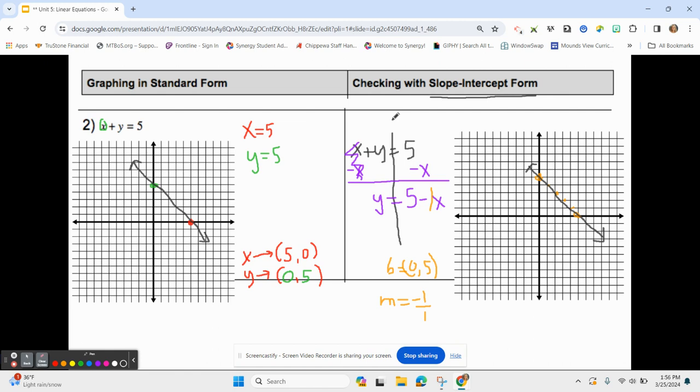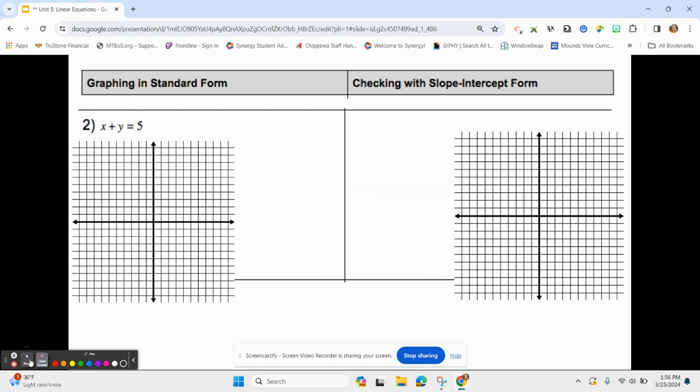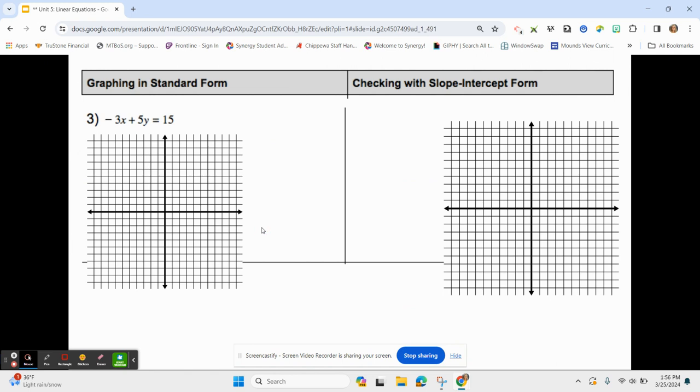I think you probably agree with me on the left here, standard form was a bit easier, especially for this one. Okay, let's try our next one. Number 3. Now number 3, I'm just going to do standard form on this one. And so join me on standard form. I'm going to take negative 3x plus 5y equals 15.